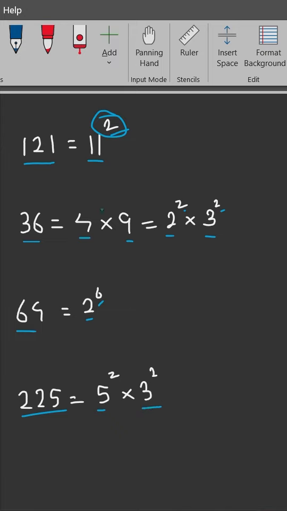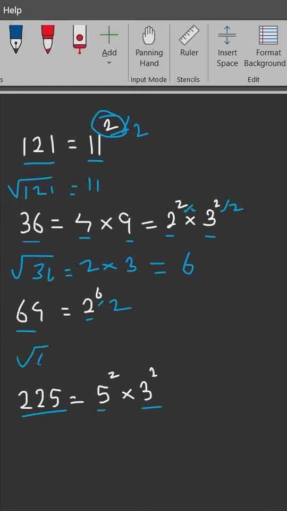So how is this useful? To find the square root of these numbers, say the root of 121, you just divide the powers of those prime factors by 2. So you just halve them. 2 divided by 2 is just 1, so you'll have 11. The root of 36 would be, again, dividing by 2, you just get 1, 1, so it's 2 into 3. That's 6. For 64, you have 6 divided by 2, so you get 3. So root 64 would be 2 raised to 3, which is 8. Again, with 225, it's nothing but 5 into 3, and you'll get 15.